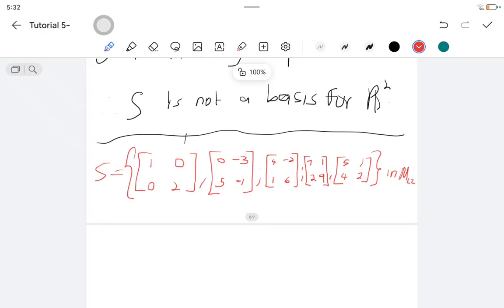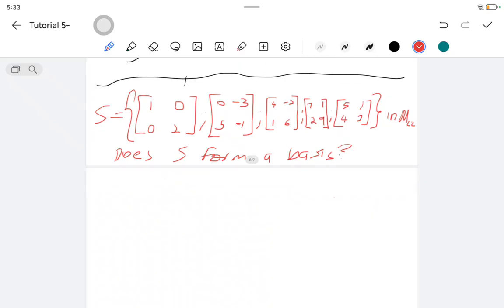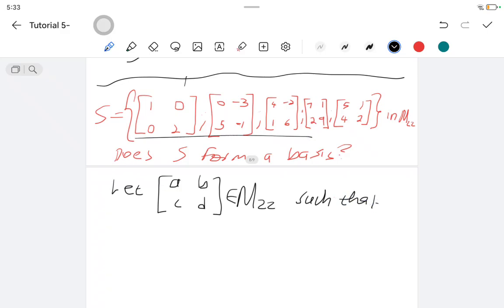So since we're given this question, the question says we should check if this forms a basis. Does S form a basis? So first thing that we're gonna do, always as usual, we're going to act as if we're checking spanning first, meaning that we must let a 2 by 2 matrix be an element of M22 such that this can be expressed as a linear combination of all these.